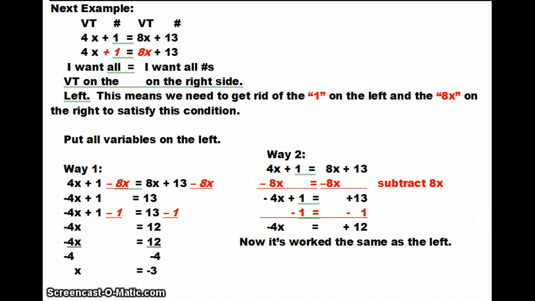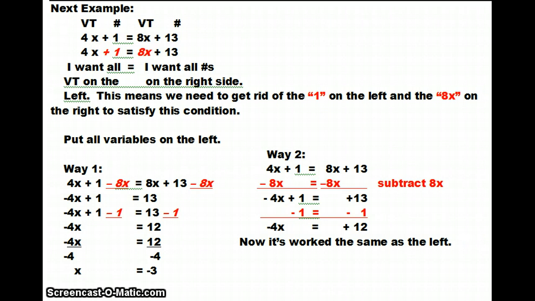Our next example, 4x plus 1 is equal to 8x plus 13. Again, we identify the variable terms and the numbers. We want the variable terms on one side, the numbers on the other. So again, I choose to put the variables on the left, the numbers on the right. So on the second line, you can see that I want to move the positive 1 and get rid of it, and I want to get rid of the 8x. Those are the two terms that I'm going to move.